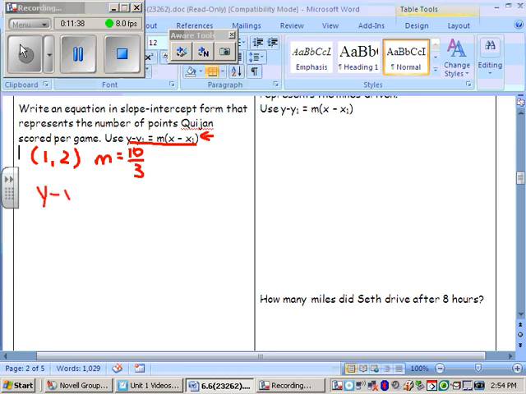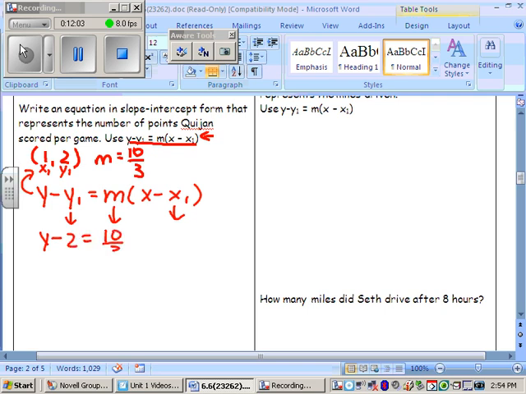So writing the point slope formula, y minus y1 equals m times x minus x1. Remember that in the point, our 1 is the x1 and our 2 is the y1. So we're going to replace y1, m, and x1 with the 3 values given above. So it would look like this: y minus 2 equals 10 thirds times x minus 1.